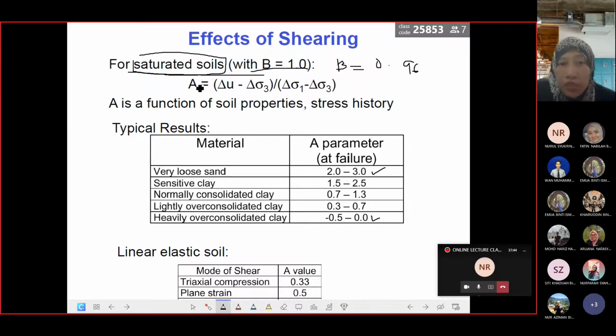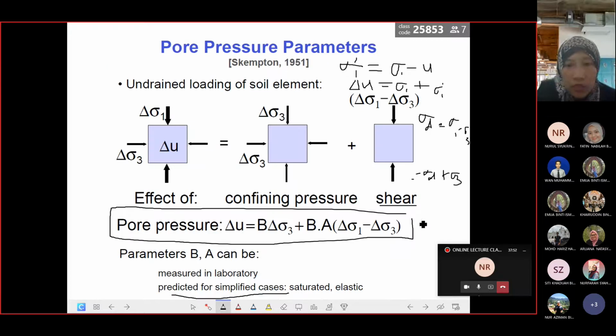So when you want to obtain A, you can substitute what A is. Where does this formula come from? This formula comes from this section here. So you rearrange the formula. Let's say you want to know what B is.